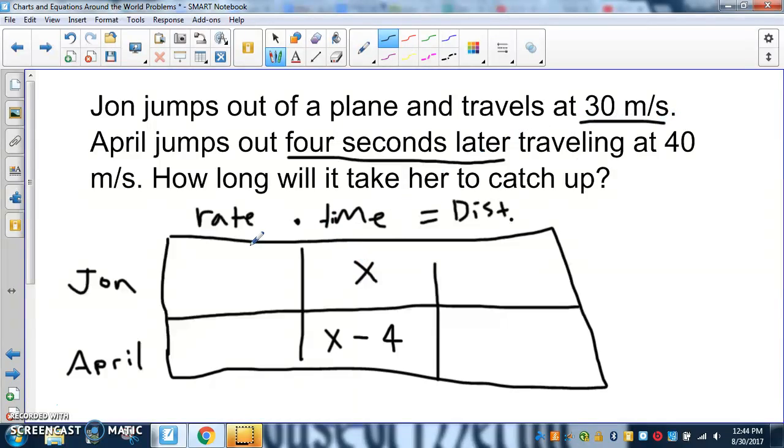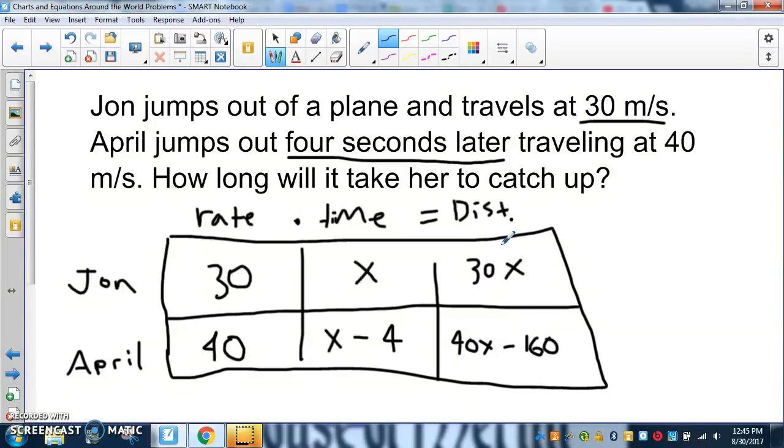The rate that John travels, well, that's 30 meters per second. And the rate that April travels, well, that's just 40 meters per second. And now that I know those two facts, to get my last column, I'm just going to multiply straight across. What's 30 meters per second times x? Well, I don't know what x is, but I can still multiply to get 30x. Same thing here. I don't know how long April's in the air, but I can still multiply x minus 4 by 40, use the distributive property. You get 40x minus 160.